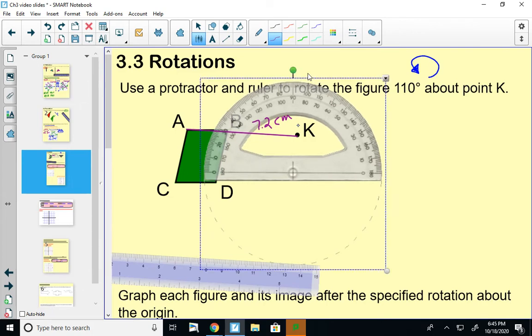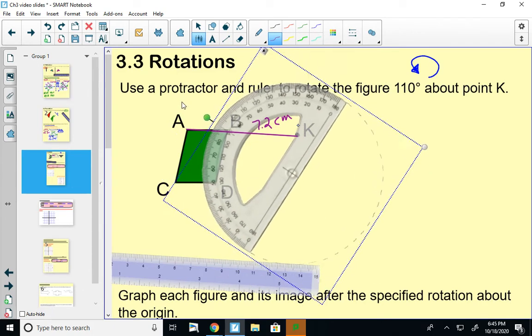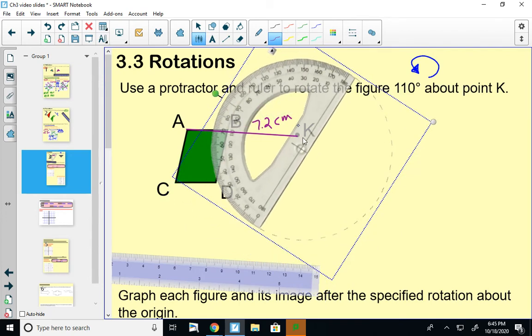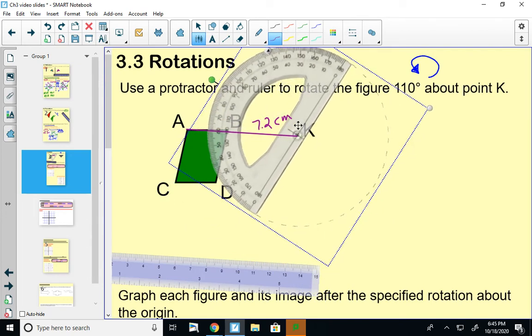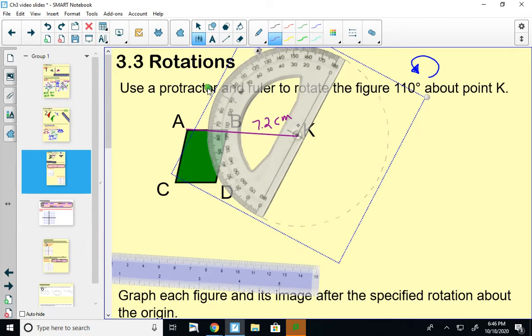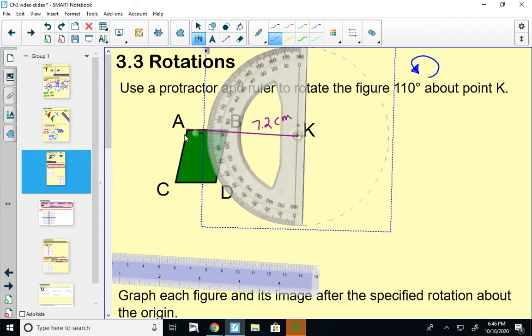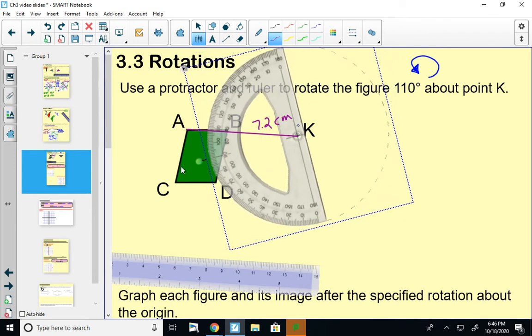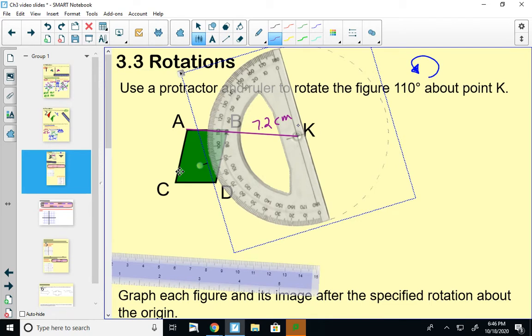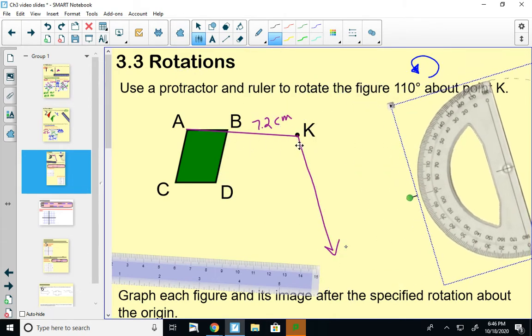Then I'm going to use my protractor to draw a 110 degree angle. So K is going to be the vertex of this angle. So I'll put that hole in my protractor on K. I'm going to use the bottom of my protractor to draw this angle. So 110 degrees would be there. So this would be a 110 degree angle.